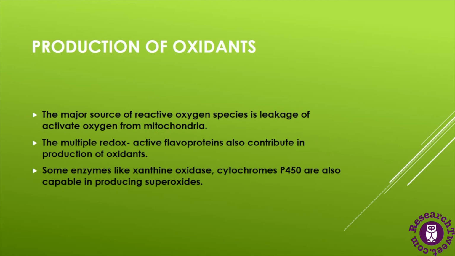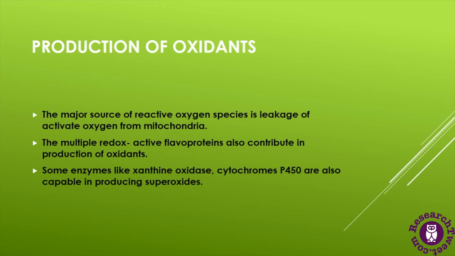Now let's understand the production of oxidants, or where these oxidants come from in our body. The major source of these reactive oxygen species or free radicals is leakage of activated oxygen from our mitochondria. In mitochondria, the process of oxidative phosphorylation occurs, which uses oxygen molecules, and from there activated oxygen is released and starts making bonds with other biomolecules of our body.